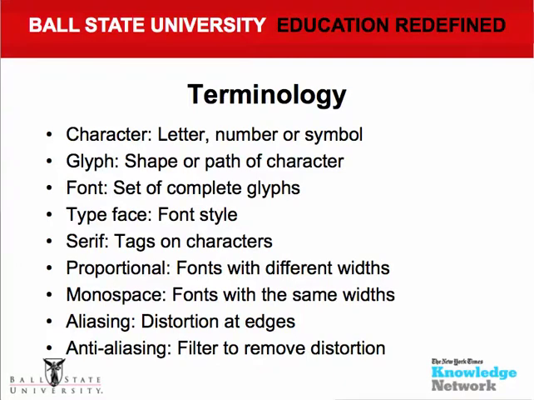Character is used to define or to identify a letter, number, or symbol. So 1, P, Q, these are characters. Glyphs are the specific shape or path of characters. So in one typeface, the S might have really swooping angles, whereas on another it might be less swooping and more straight up and down. Each of those is a different glyph. A font, the word font refers to a set of complete glyphs.